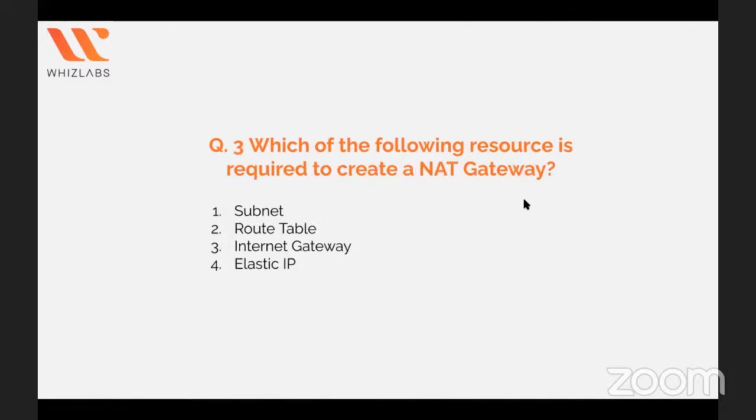Then third one, which of the following resources is required to create a NAT gateway? The response to this was elastic IP. You need to allocate an elastic IP in advance, or there is an option to directly allocate an elastic IP. So the correct answer was 4, or option D.